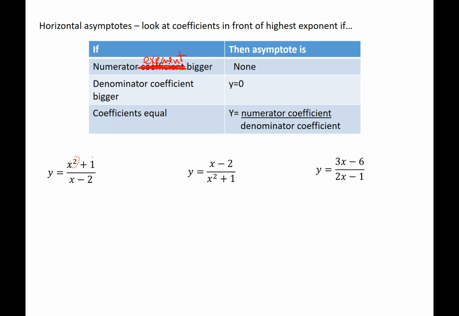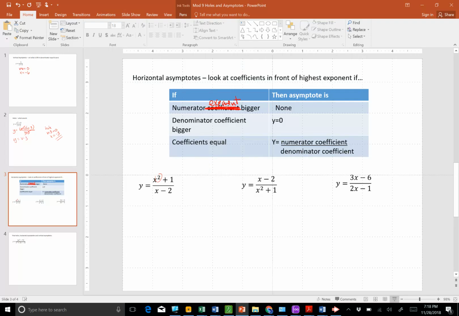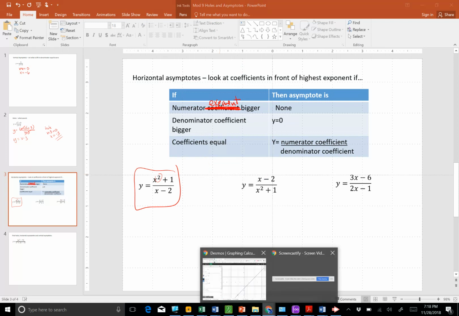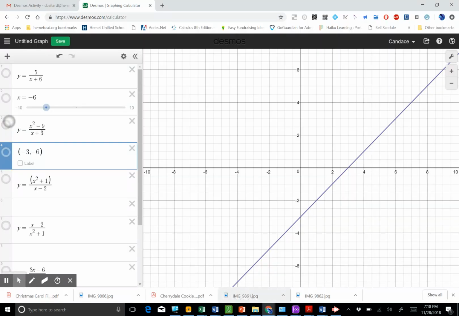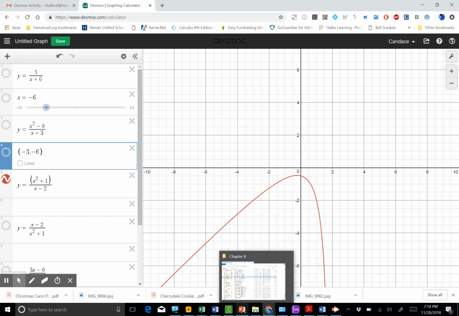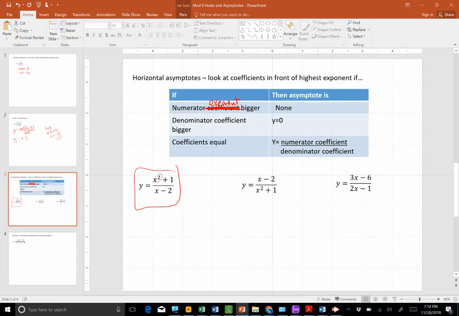So if you notice here in this first one, the numerator's exponent is bigger than the denominator. So let's go look at a picture of that, and we're looking, remember, for a horizontal asymptote. All right, so I'm going to turn off my old stuff, turn on my new stuff. So that's the picture of that function there, and you'll notice there aren't any asymptotes horizontally or even vertically, but definitely no horizontal asymptotes. So when the numerator exponent is bigger, there are no horizontal asymptotes.